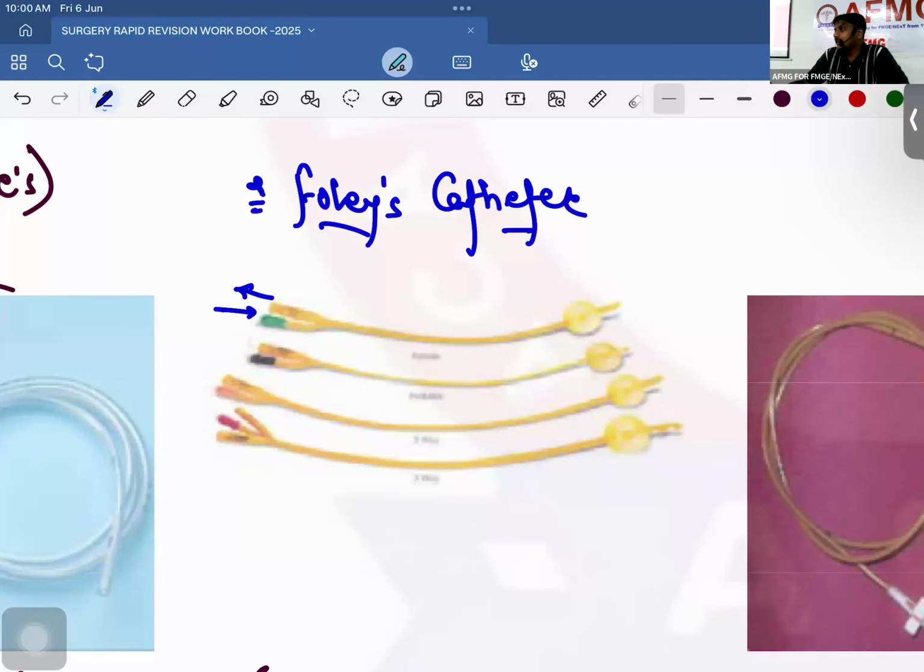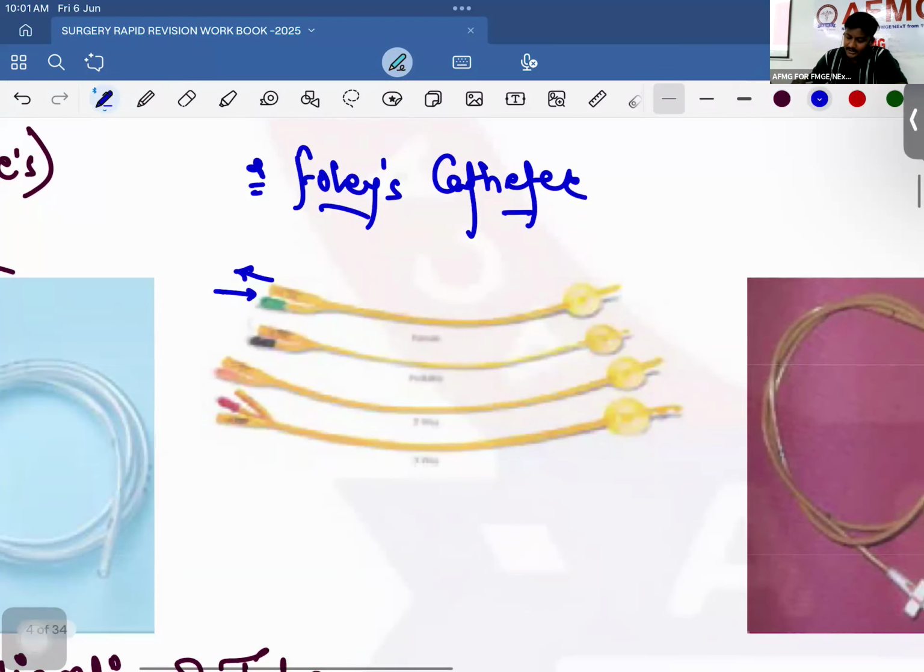Distilled water, beta. Preferably distilled water should be used for inflation of this balloon, beta. The reason is that normal saline, or sodium chloride, is going to crystallize after some time and it will make the balloon or the cuff harder, due to which removal will be difficult. That is what is important. So distilled water is the preferred fluid for inflating the balloon in the Foley's catheter.